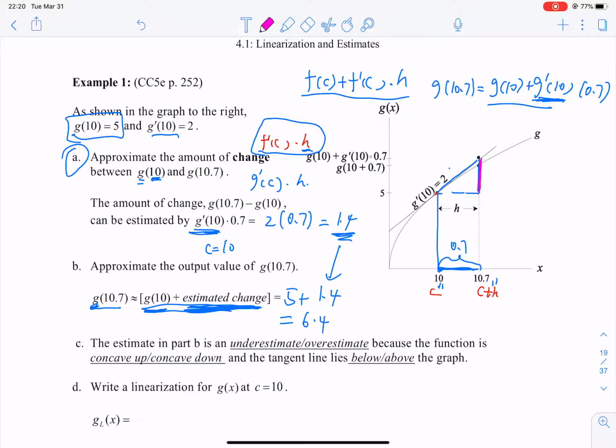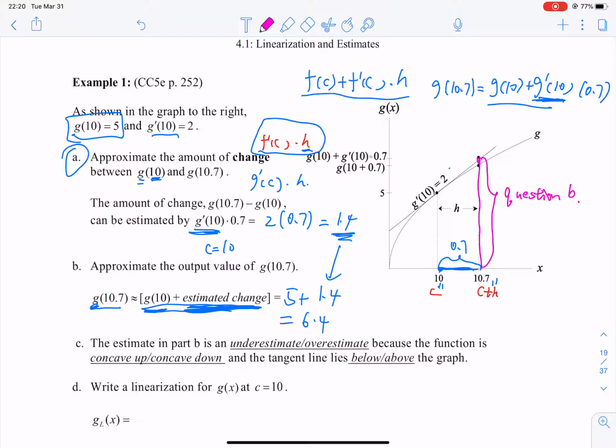Oh, excuse me, not this part. Multiplied by the horizontal, this part. So the slope multiplied by this part is actually this part. Then we use this part multiplied by this part. So our estimation is actually this one. This is our question B. So you can see this part is question B.